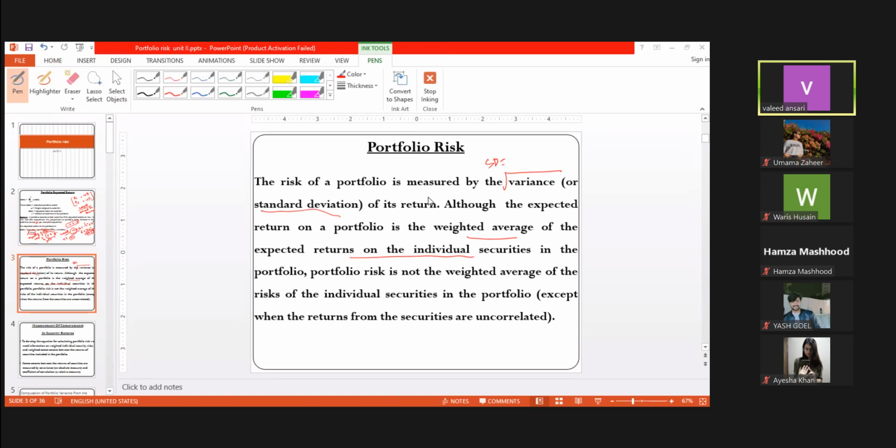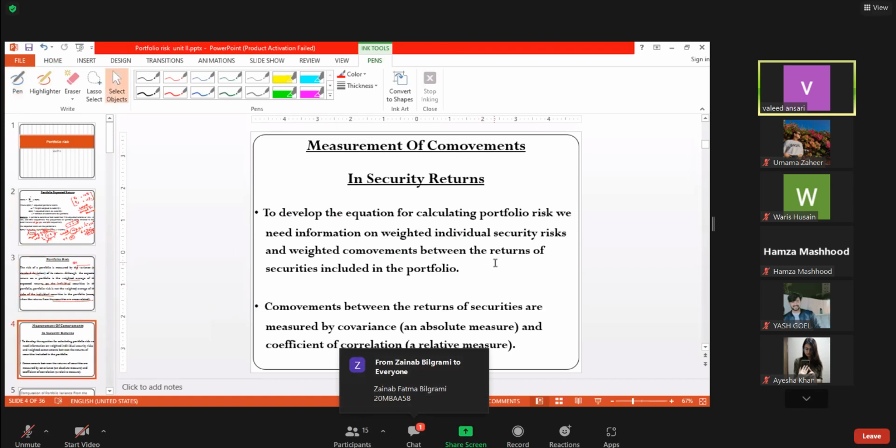portfolio risk is not the weighted average of the risk of individual securities. It is not simply the weighted average of the SD or variance of these securities, except when the securities are uncorrelated. When there is zero correlation, then this formula can work. But normally the securities are not unrelated, they are correlated, and we hardly find zero correlation. So in order to develop this formula, we have to invoke the term which we call covariance.